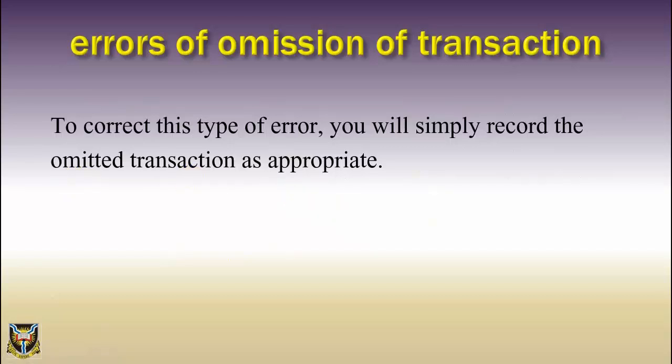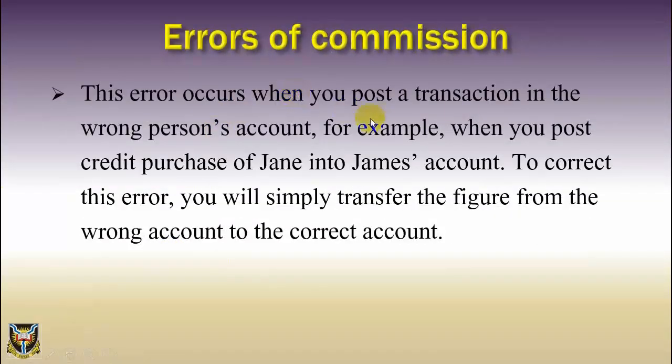2. Errors of commission. This error occurs when you post a transaction in the wrong person's account. For example, when you post credit purchase of Jane into James' account. To correct this error, you will simply transfer the figure from the wrong account to the correct account.